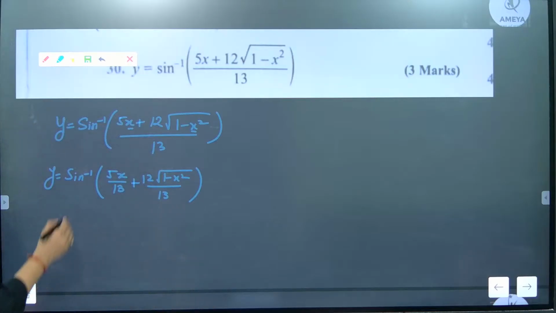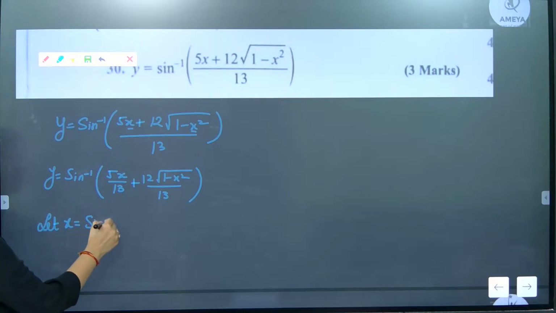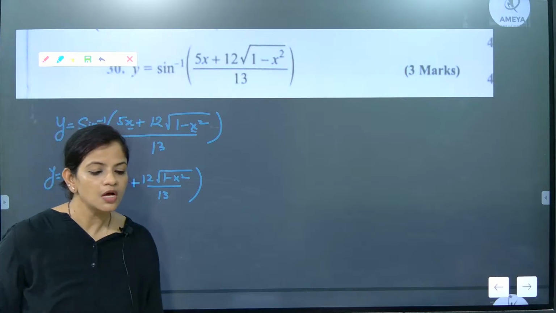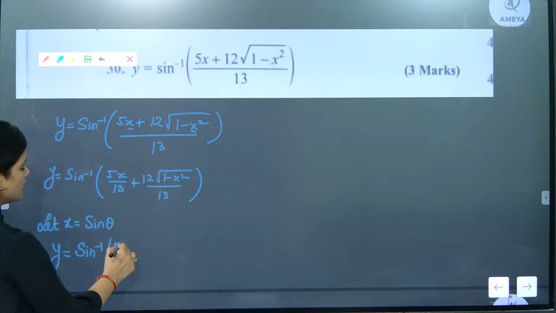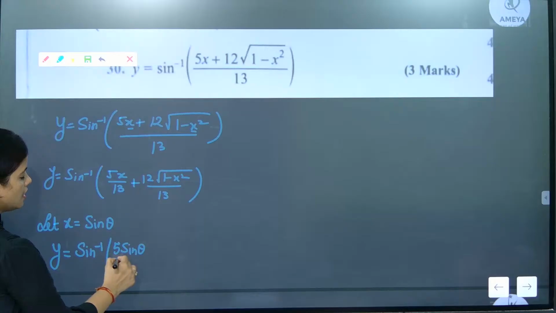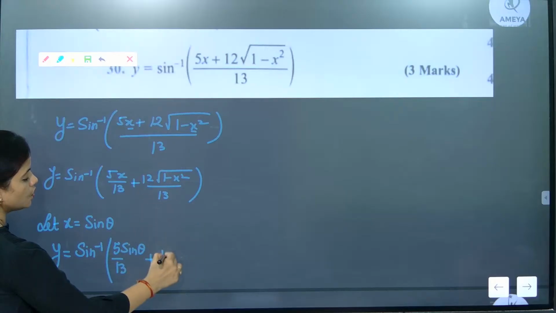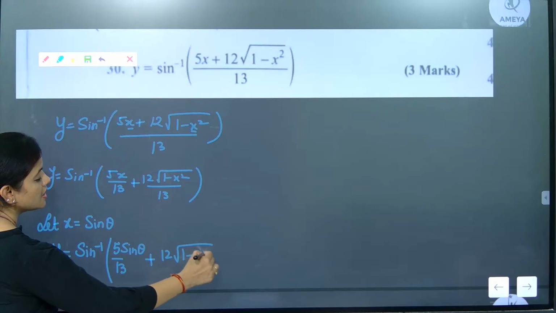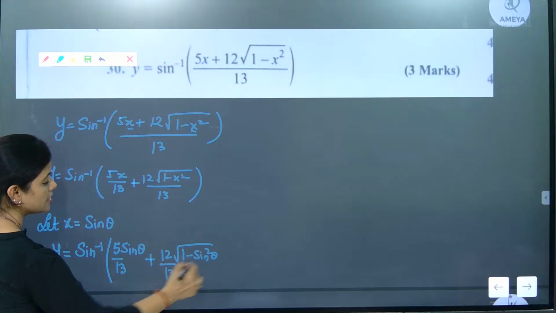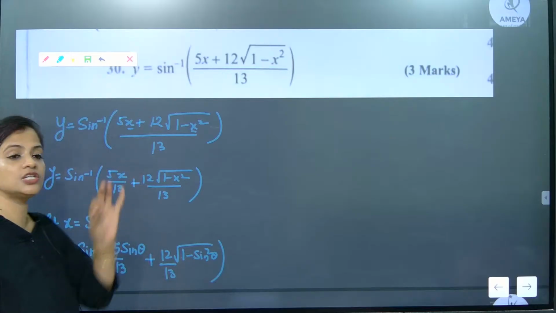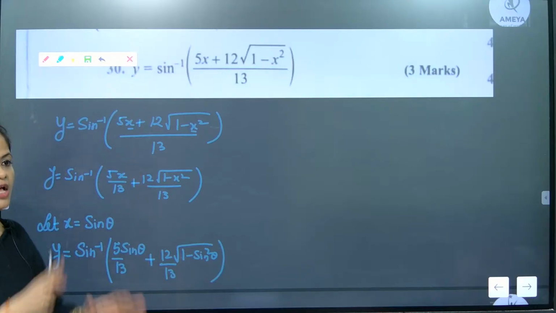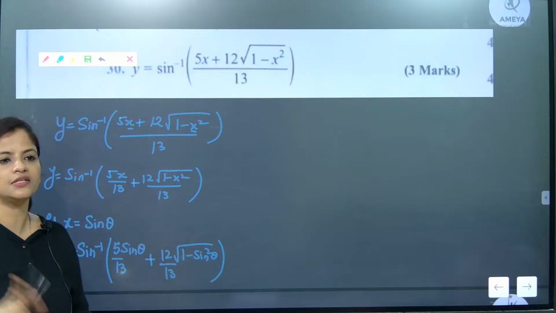So what we are going to do here is, first we will assume, let x equal to sine theta. Let x equal to sine theta. The moment you substitute x equal to sine theta, it comes as y equal to sine inverse of (5 sine theta by 13 plus 12 root under 1 minus sine square theta by 13). So here I have done only one small work, and that small work is I just took x equal to sine theta. Why did I take x equal to sine theta? First you will ask me.